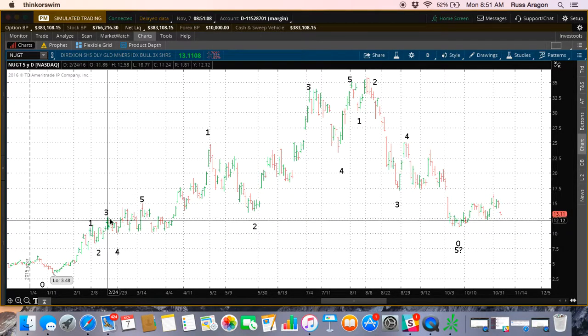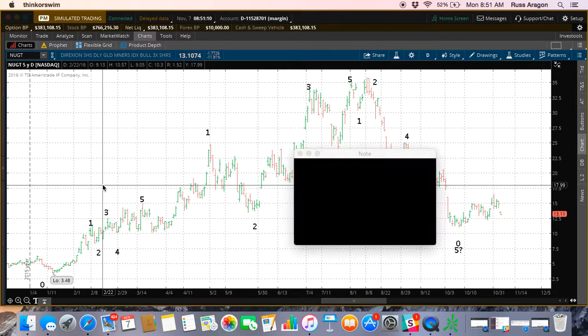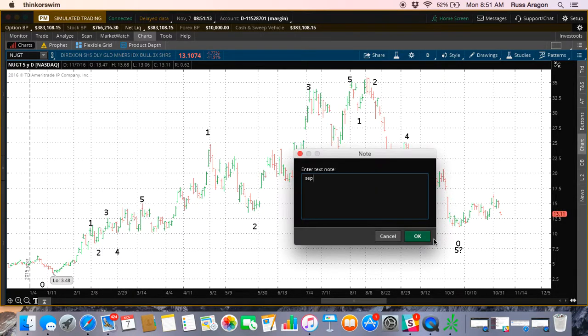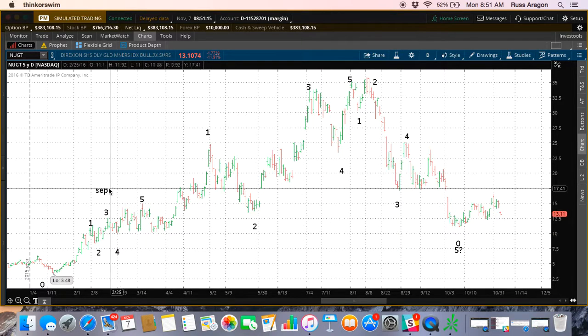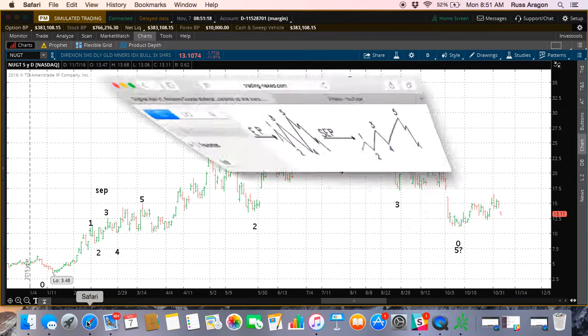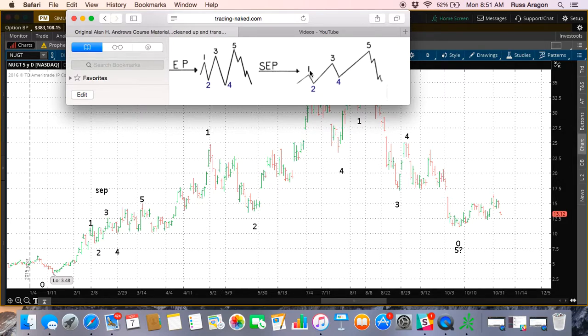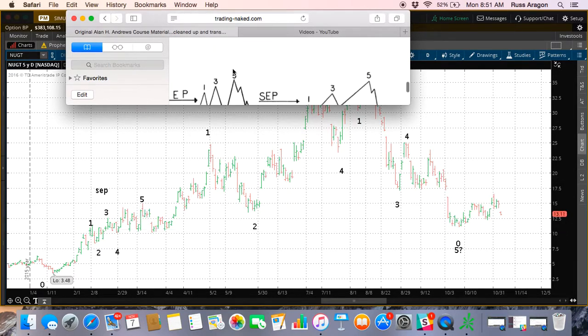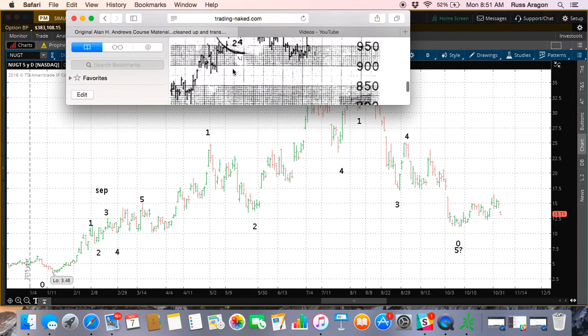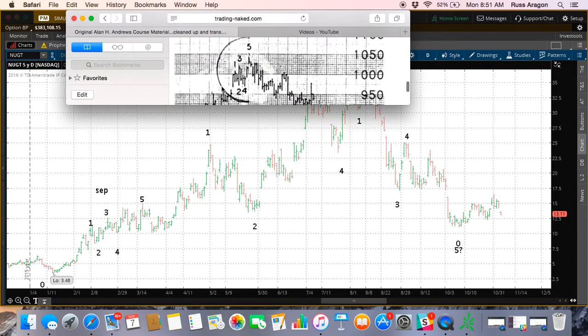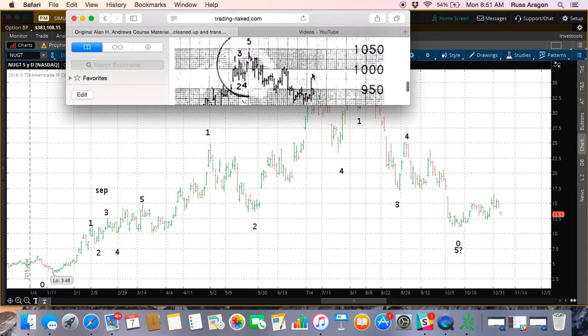Okay, now this is a pattern we follow. This is an SEP. Doc pretty much coined this pattern from what I know, and I'll show you it here. This is Doc's SEP. Put in a 1, a 2, a 3, a 4, a 5, and then you sell off. Okay, see this here? We put in a 1, a 2, a 3, a 4, a 5, and then she sold off. Again, here's one of Doc's examples of an SEP. You put in a 1, a 2, a 3, a 4, a 5, and then you sell off, all right? There you go.